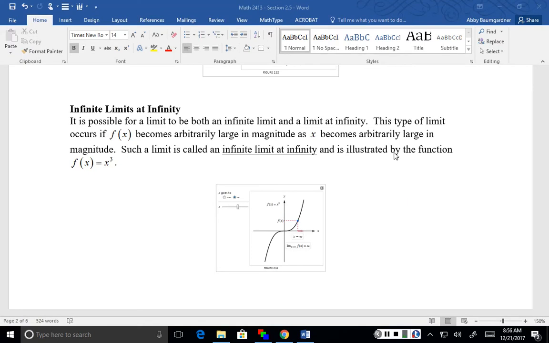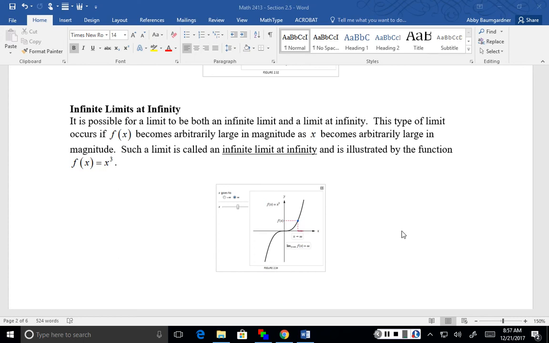It is possible for a limit to be both an infinite limit and a limit at infinity. Remember that an infinite limit means that the answer has infinity in it, either positive infinity or negative infinity, and a limit at infinity describes what the x value is approaching. So as you move to the far left of the graph or the far right of the graph, you'll find that the ends of the graph are heading off to infinity.